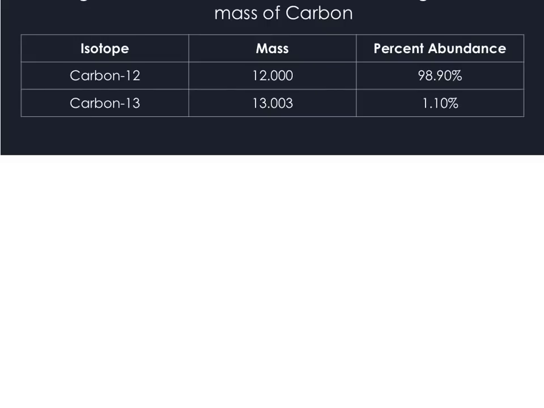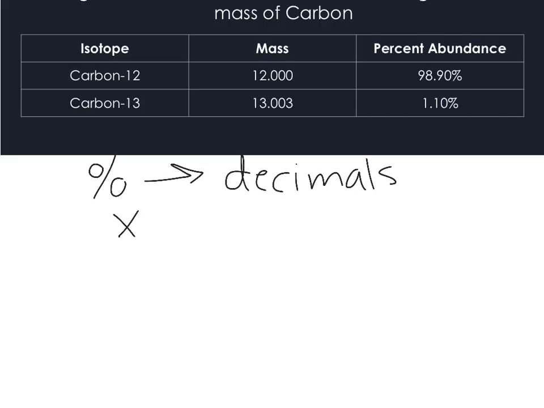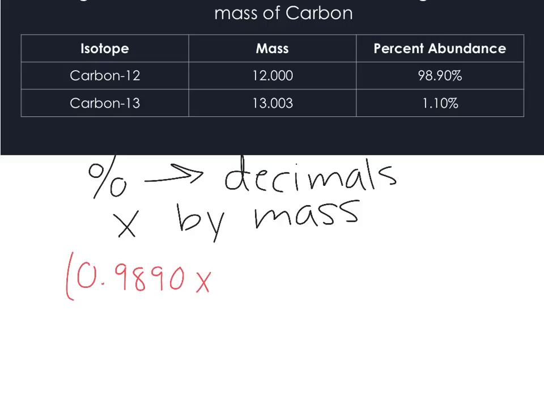So the way that you do this is we're essentially going to do a weighted average. This is the same way that you would calculate your grades. So the first thing you're going to do is turn the percents into decimals. Okay, and then you're going to multiply that by the mass. So here we go. We're going to do 0.9890 times 12.000. Don't forget to keep your sig figs. We don't want to lose those. And that is going to be the mass contribution from carbon 12.